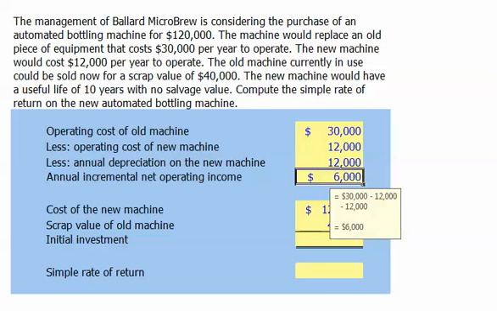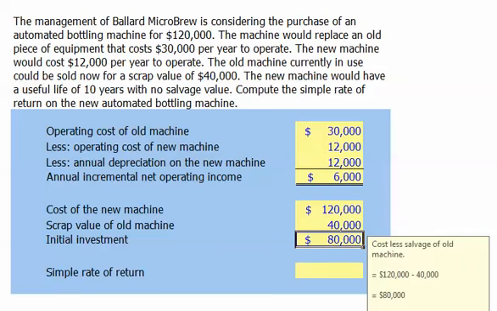To calculate our initial investment, we're going to take the cost of our new machine, $120,000, and subtract from it the cash inflow that we'll receive from scrapping or salvaging our old machine today. So our initial investment is $80,000.